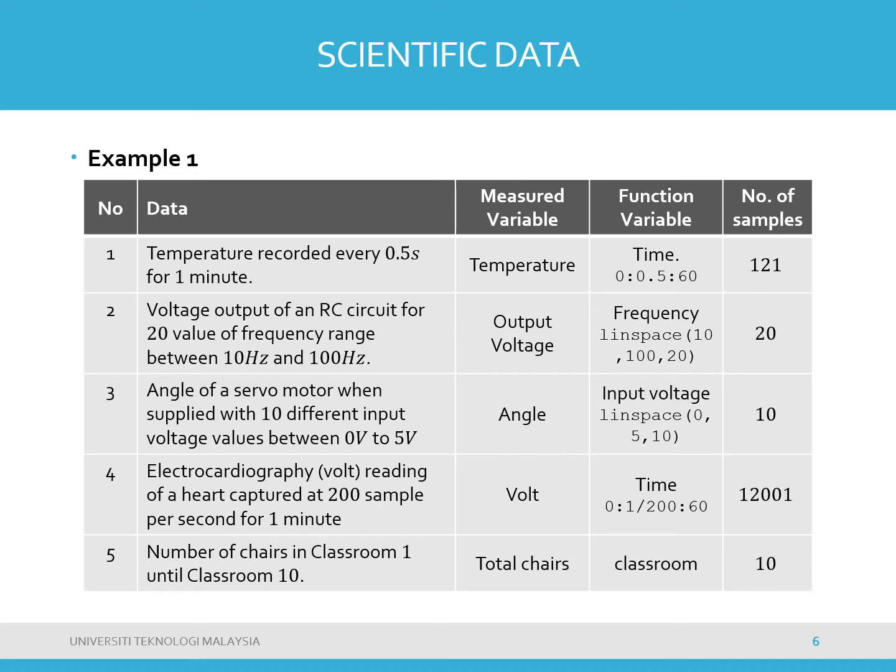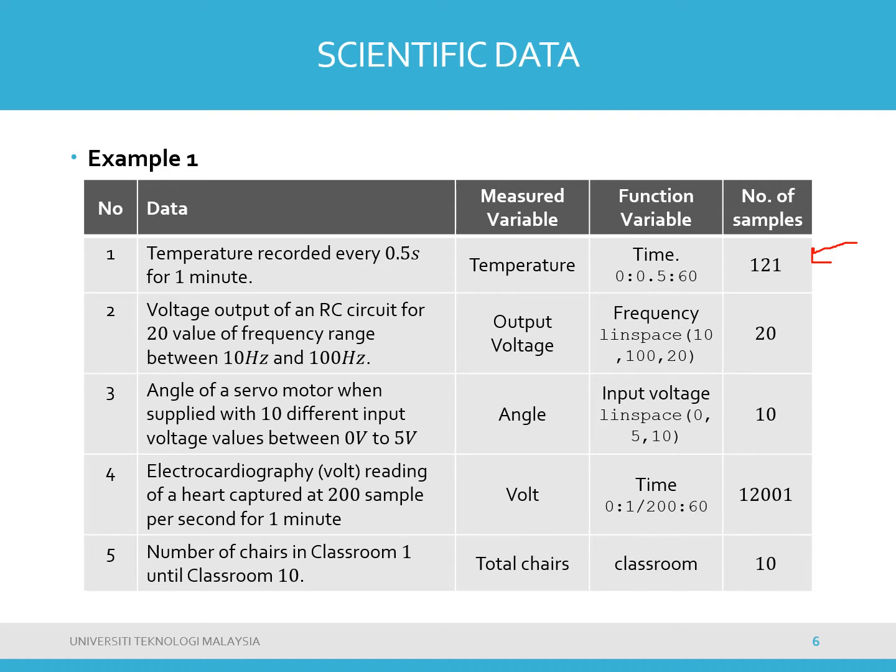Just a quick fact: when it comes to scientific data, make sure that x and y have the same number of samples. If you have 121 input samples, you need to have 121 output samples. Same here: voltage output of an RC circuit for 20 values of frequency ranging between 10 Hz to 100 Hz. So you want 20 values, so I suggest you use linspace. For the first one, it uses a step of 0.5, so you use this approach.